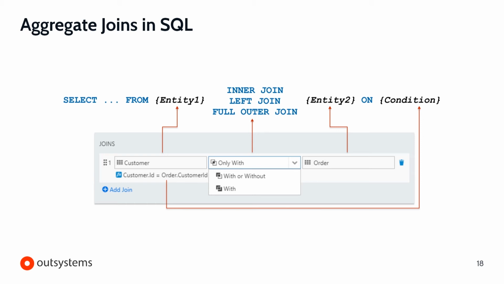Regarding joins, the SQL join is what is expected. The left entity is the left entity of the join, and the right entity is the right side entity. The type of join depends on what is selected in the dropdown. An only with join is equivalent to an inner join in SQL. The with or without is equivalent to the left join, whereas the with join in OutSystems is equivalent to the full outer join. The join condition, after the ON in the SQL, comes from the expression defined as the join condition, and this can be customized if needed to match more advanced use cases.